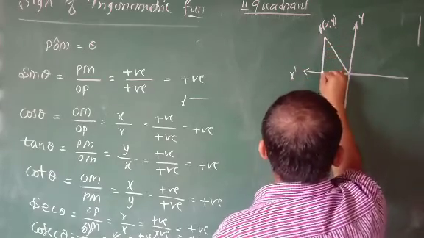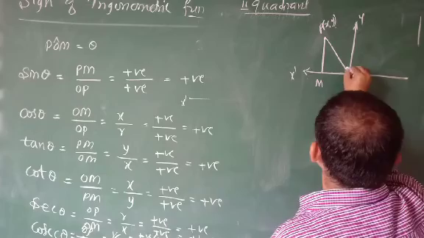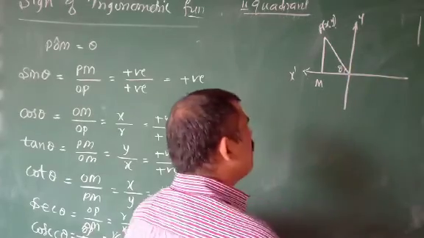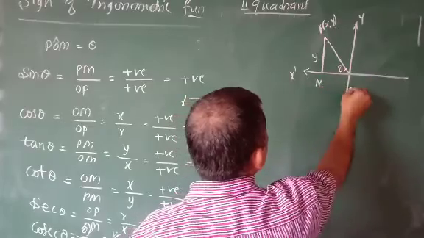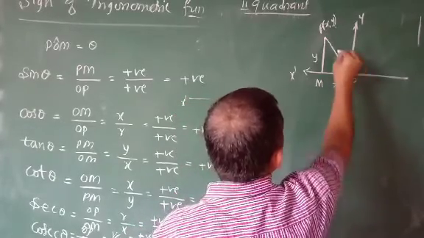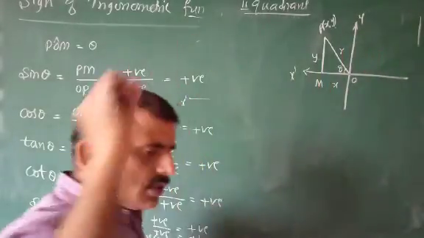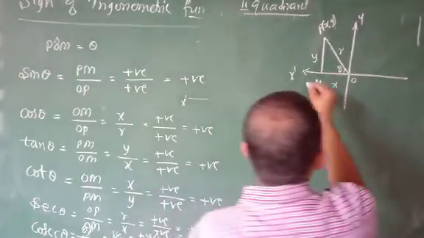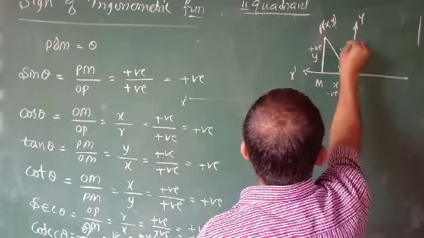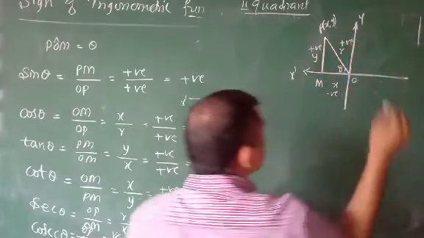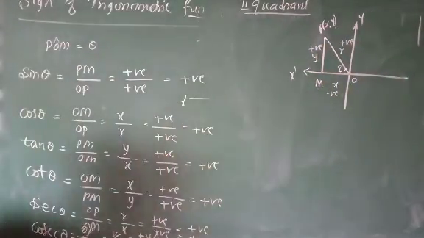PM is perpendicular to the x axis, which makes an angle theta. The opposite side is y, the adjacent side is x, and the radius is r. In the second quadrant, x is negative and y is positive, and r, the radius of this circle, is always positive.